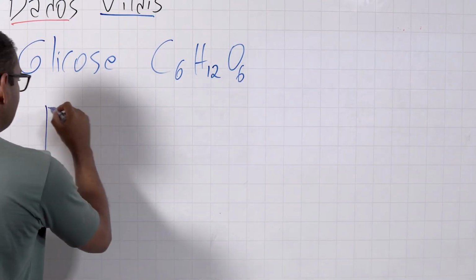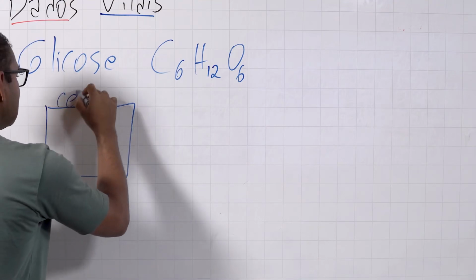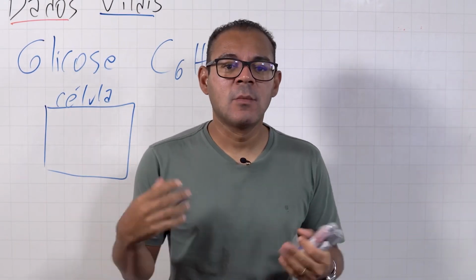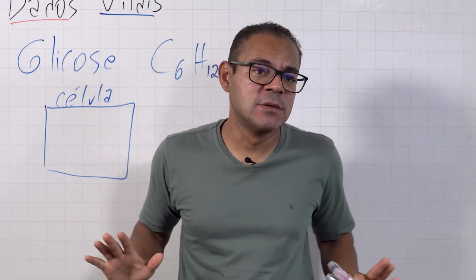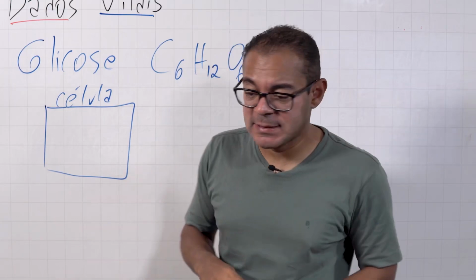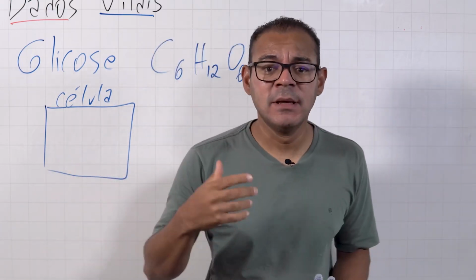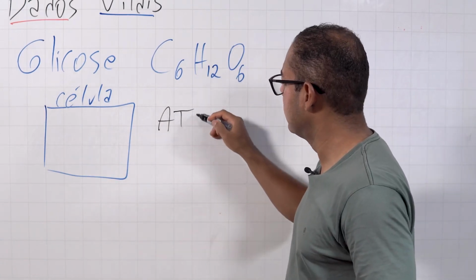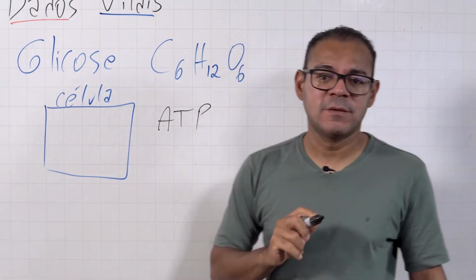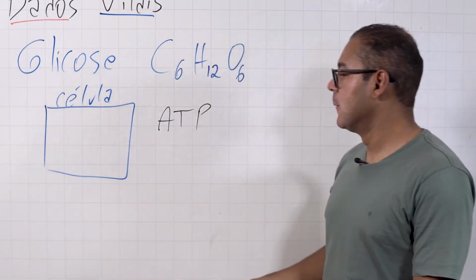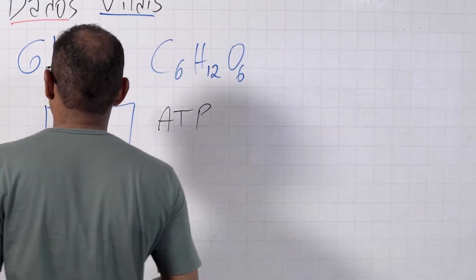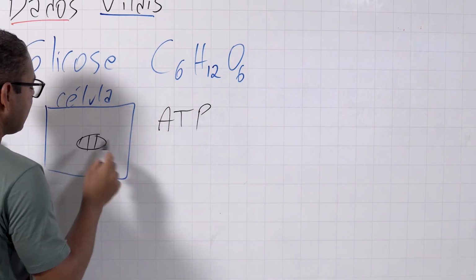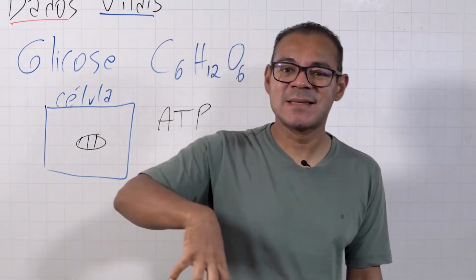So what is glucose for? Imagine that this is a cell. This cell needs to function. Whatever kind of cell it is, each cell needs to function. And for each cell to function, it needs energy in the form of adenosine triphosphate. What is adenosine triphosphate? P for phosphate, right? So this cell here generates its own energy, meaning it has its own power plant. And that power plant is the mitochondria, an organelle inside the cell that produces it.